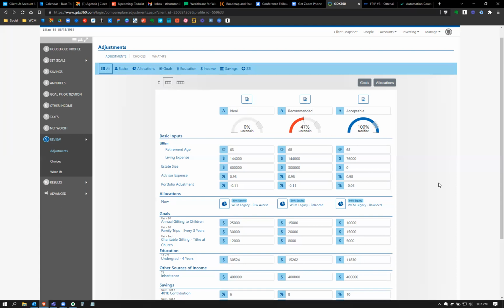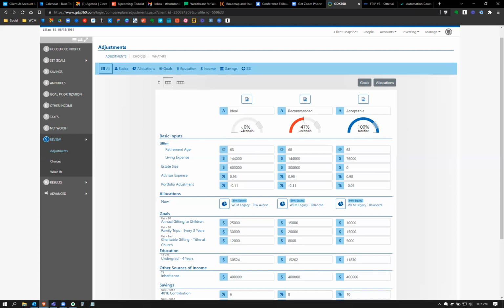So we use that approach to stress test Lillian's portfolio, and then subsequently how her financial plan and her lifestyle would be able to withstand different market scenarios that we might experience in the future.